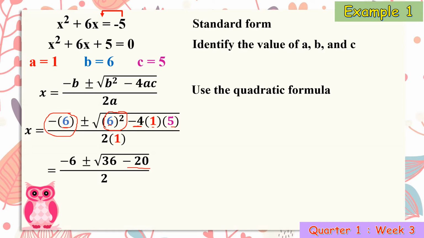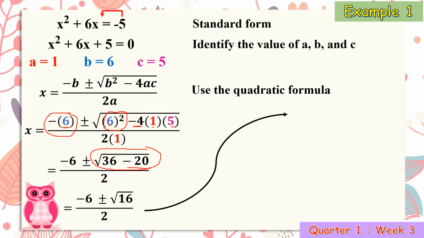Okay? Next, let us simplify what is inside our radical sign. So I'll just simply copy negative 6, positive negative. So 36 minus 20 will give us 16. Okay? And then copy all over 2. So let us now get the square root of 16. So you copy here negative 6 plus negative. So the square root of 16 here is 4 all over 2.